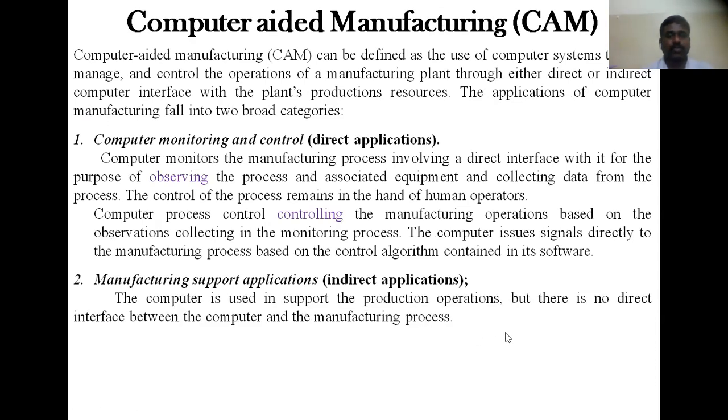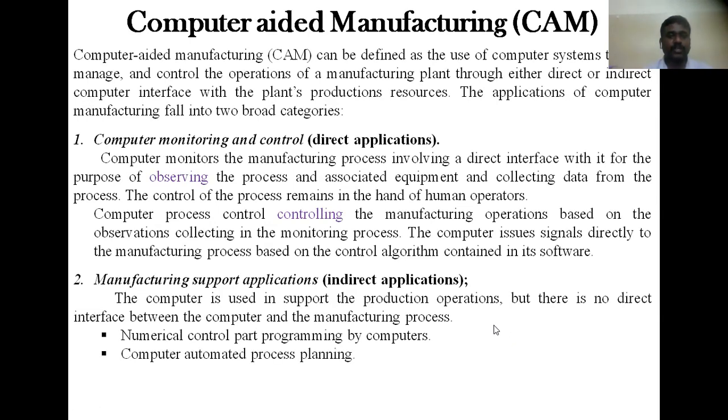In the next class, we'll see in detail a lot more about computer monitoring and control and manufacturing support applications. So with this, we'll end the session.